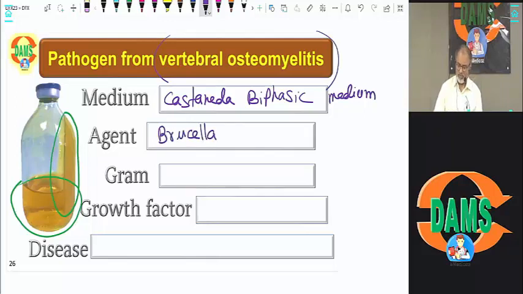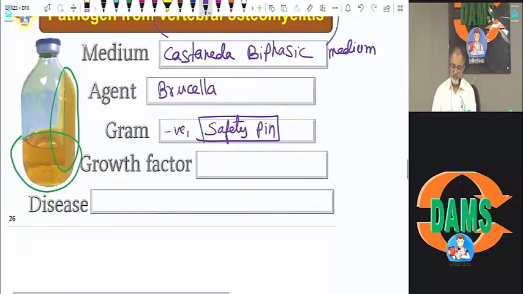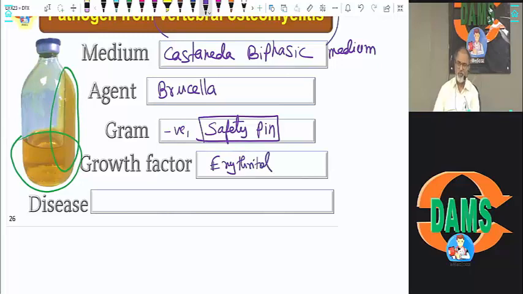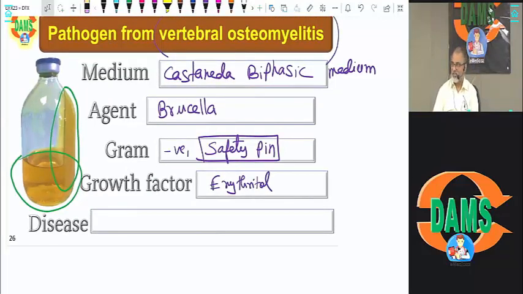If you do the Gram stain, Brucella is a gram negative coccobacillus with a safety pin appearance. Many organisms show safety pin appearance; one example is Brucella. Can anyone tell what the growth factor is? A little tough question, but remember erythritol. Erythritol is the growth factor. What is the disease caused by Brucella? Brucellosis. What is the other name? Malta fever, undulant fever.